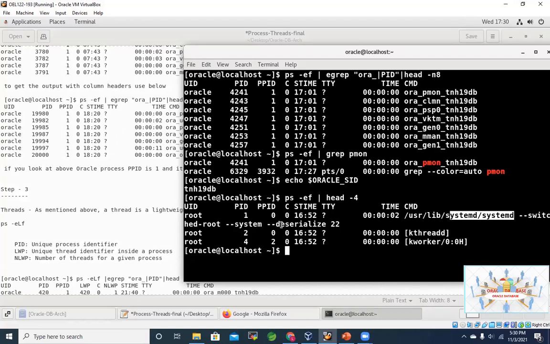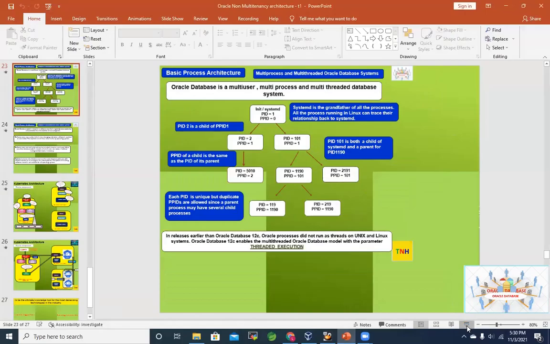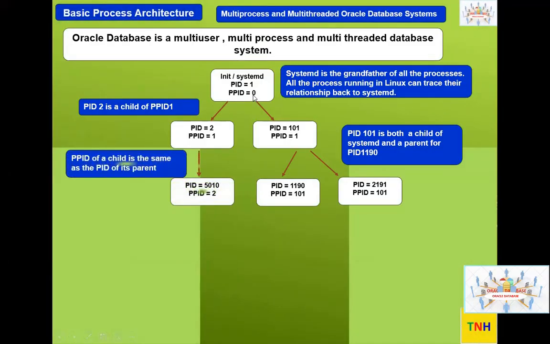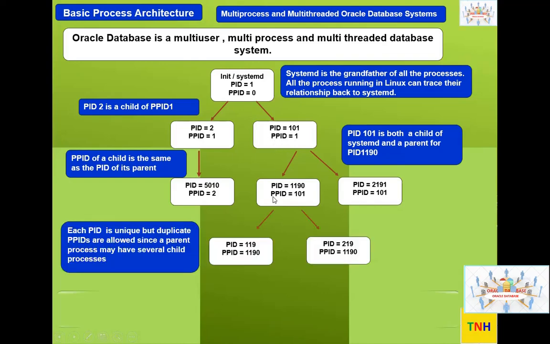We learned that one in the presentation as well. I explained that, you may remember. So the hierarchy goes like so: 0 is the original, and we can go down. So Oracle is running here, and we have its parent ID here and its parent also here. The original parent is the kernel thread. After that, the system daemon and Oracle.